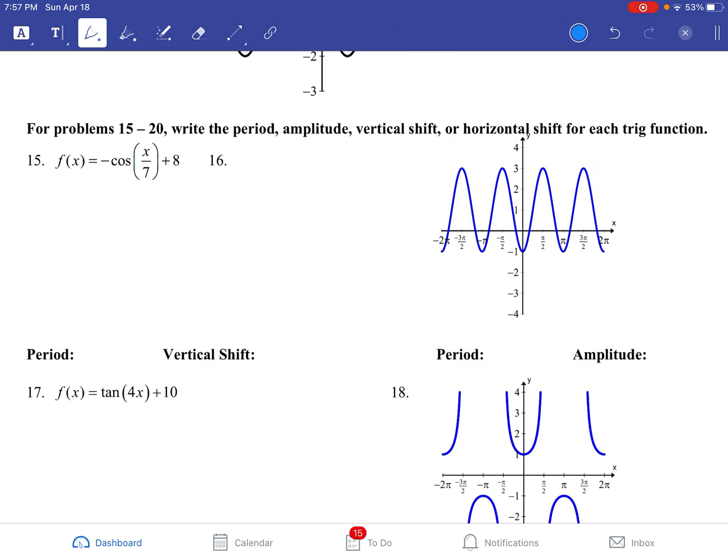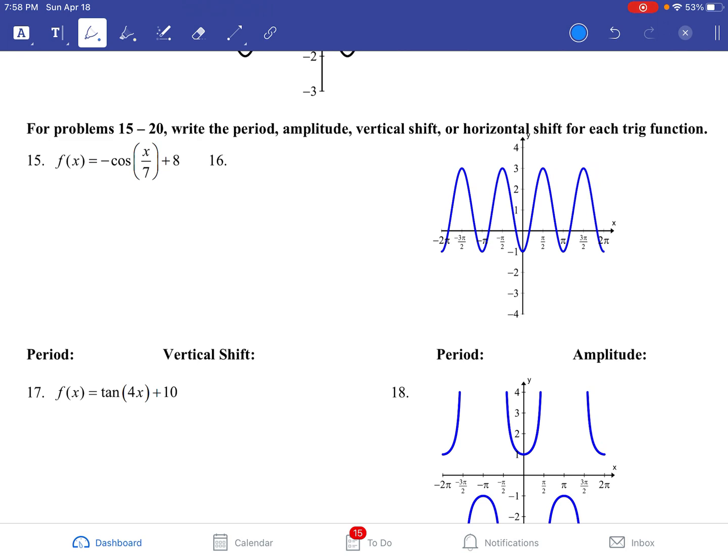We have the period, the amplitude, the horizontal shift, and the vertical shift. Oop, I did the wrong order. There we go. Vertical shift and horizontal shift. Oh, I lied. Hold on. My apologies. It's down here at the bottom which one we're looking for.